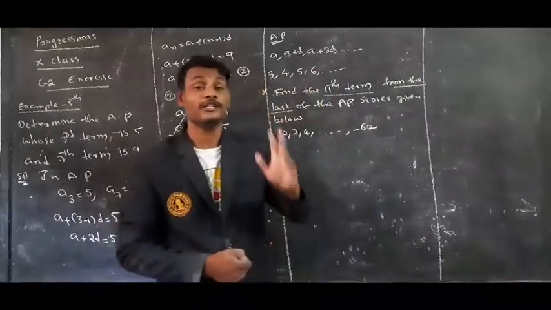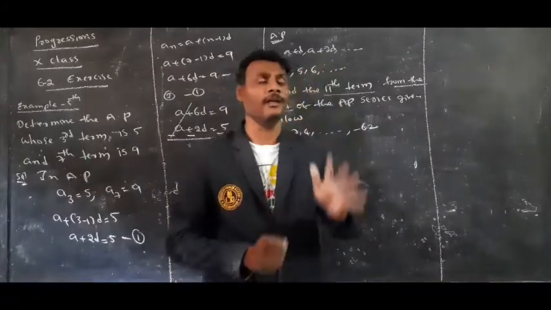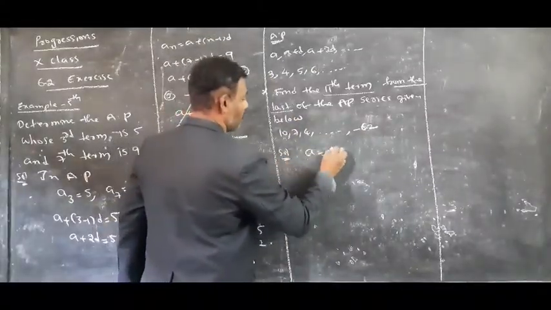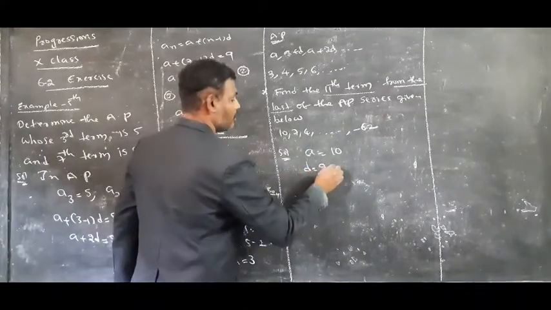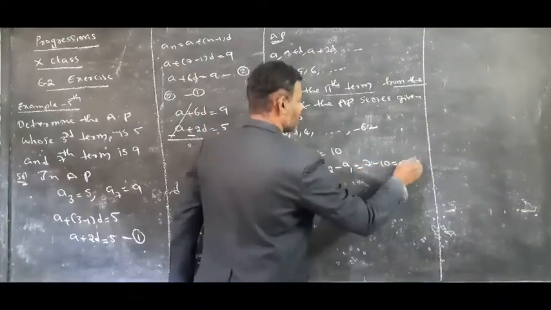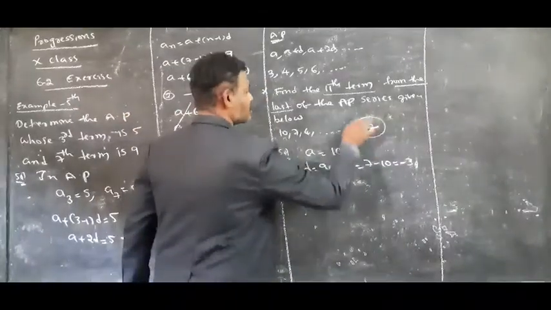To find that, first you have to know how many terms are there in the given AP. See, solution. A is equal to the first term, that is 10, and D is equal to A2 minus A1, is equal to 7 minus 10, is equal to minus 3. Then after, what is the last term?